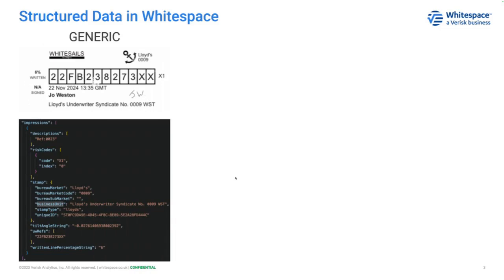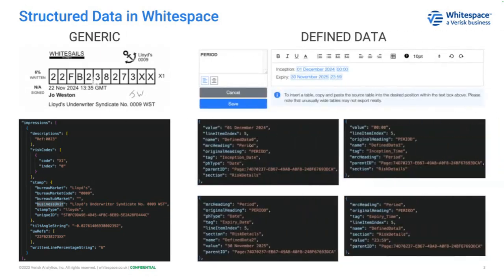Within Whitespace, just simply because of the way the platform works, we have a number of defined data items. Now, these defined data items are typically stored as tags, but we also have a lot of structured data just by virtue of the way the platform works. So for example, when the stamp goes down, we have a very defined data structure that is recorded. And you can see that JSON output just in front of you there.